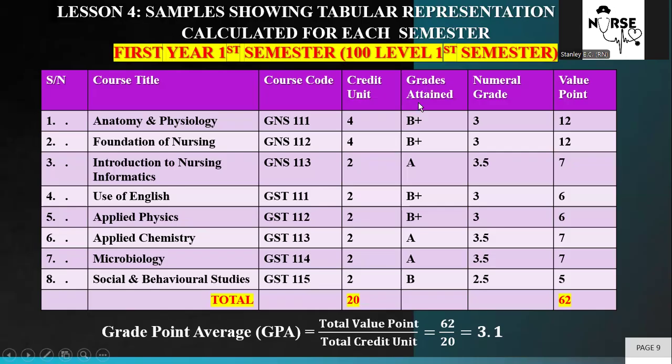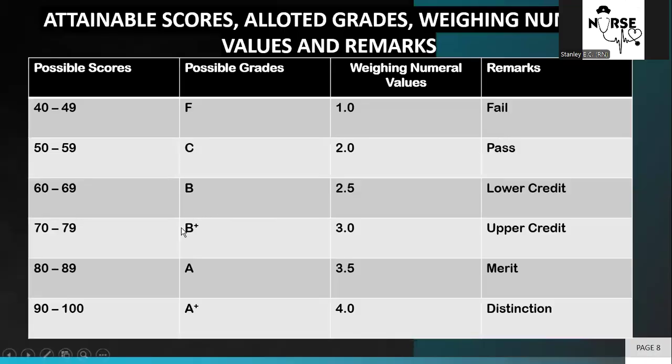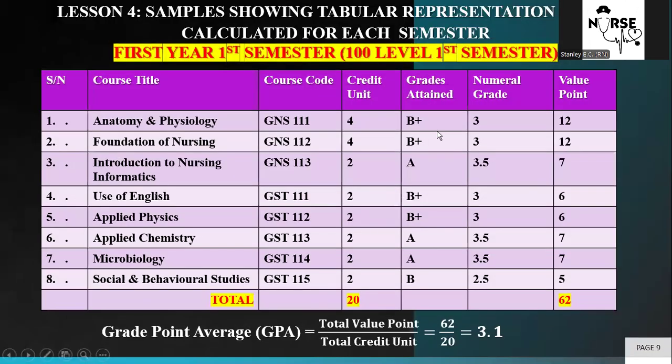Now, the grade at the end of the semester: this student got a B plus in anatomy, B plus in FON, A in informatics, B plus in use of English, B plus in applied physics, A in applied chemistry, A in microbiology, and B in social and behavioral studies. Now, the grade numeral: if you go back to the table, you will see that B is 2.5, B plus is 3.0. That is exactly what we did here. So B plus is 3.0, B plus is 3.0, A is 3.5, B plus is 3.0, B plus is 3.0, A is 3.5, A is 3.5, B is 2.5.